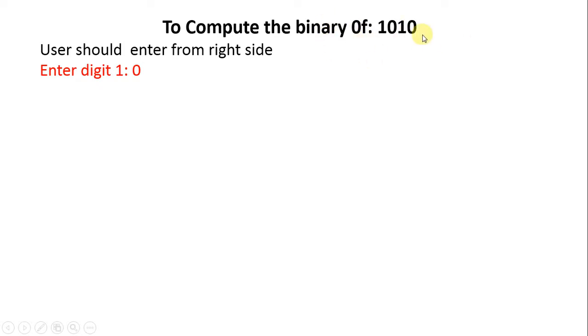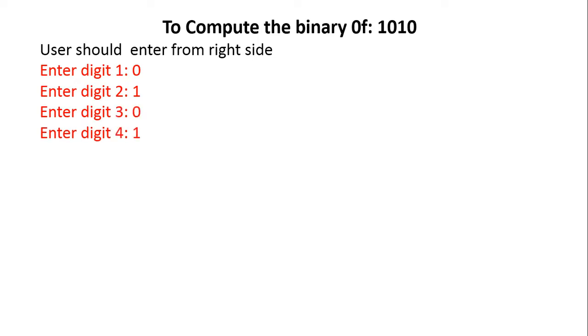It asks again, enter the second digit. The user enters 1. Then the third digit 0, then 1, and to terminate the program we enter -1. So it is terminated. The decimal value is 10, and that is, I believe, correct.